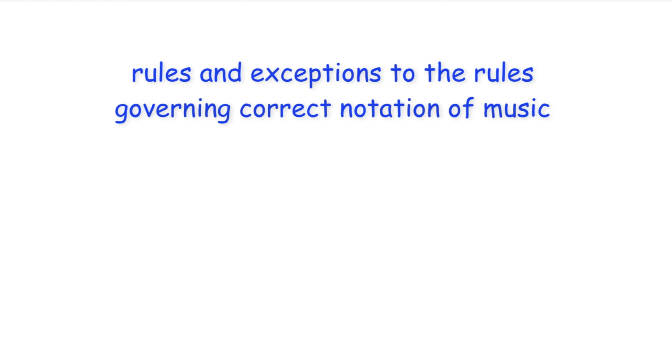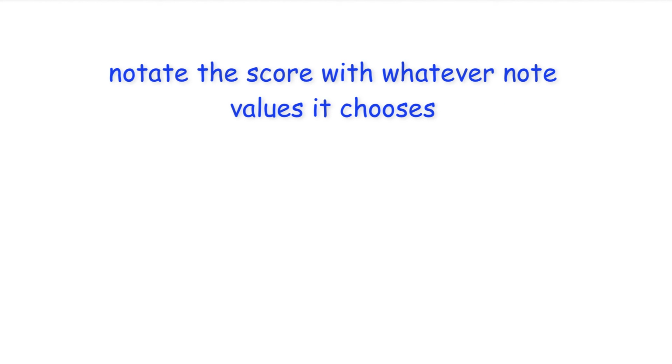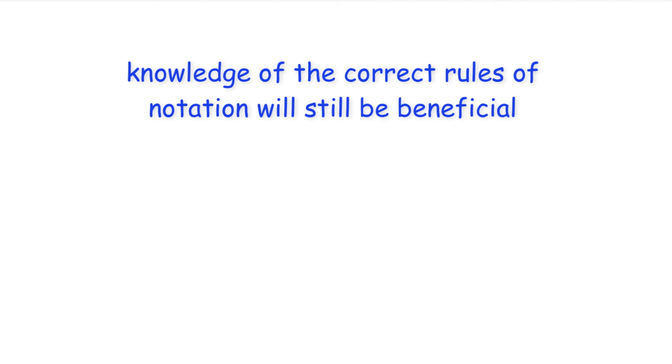The long-established rules and exceptions to these rules which govern the correct notation of music should be memorized even if you solely use computer notation programs. Many programs will simply notate the score with whatever note values it chooses, which is especially true when music is played directly into the program, or it will rely on the user to correctly divide and group beats. A knowledge of the correct rules of notation, therefore, will still be of benefit to you.